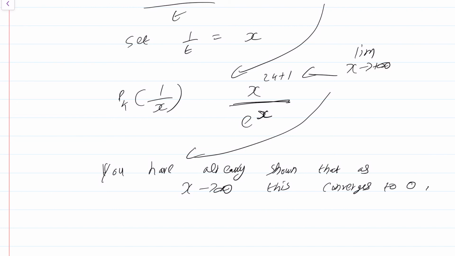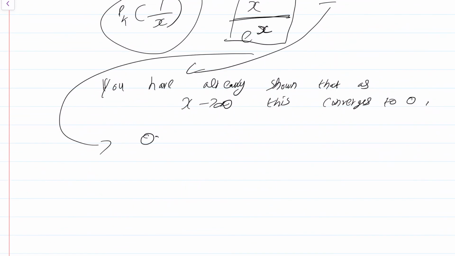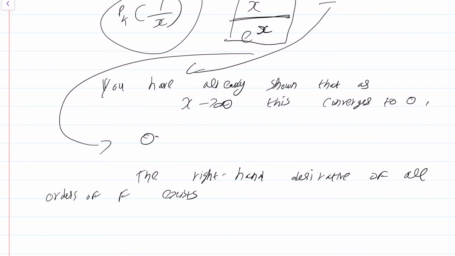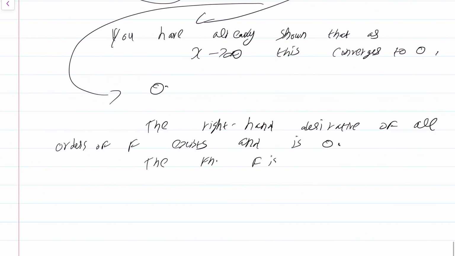This is one of the exercises which was first given for sequences in the chapter on sequences, and again for functions in the chapter on continuity and limits. So this first term goes to 0. And for this polynomial, as x approaches infinity, 1/x approaches 0, so it is going to go to some fixed constant, so this whole thing converges to 0. The net upshot of all this is that the right hand derivative of all orders of f exists and is 0. So the net upshot is that the function f is smooth.